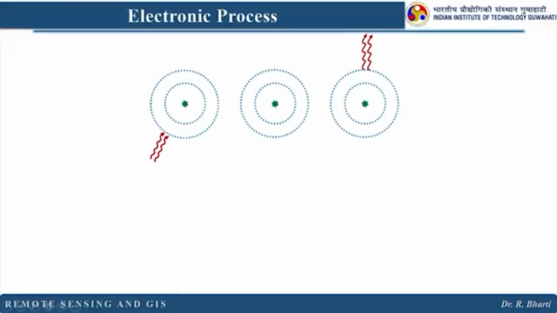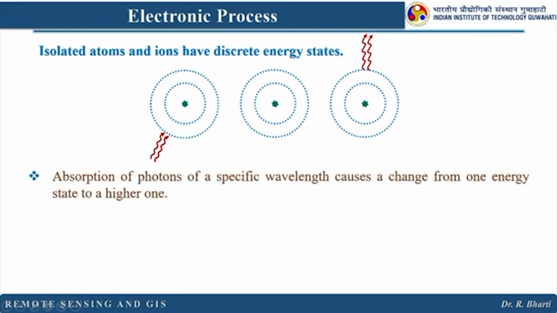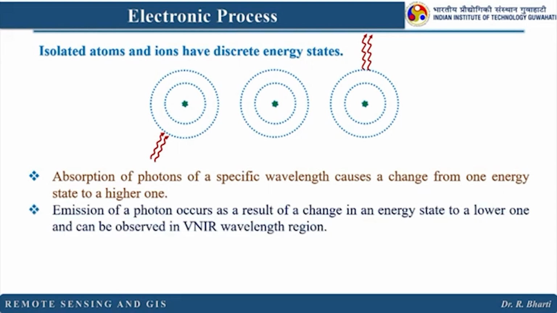In electronic process, basically isolated atoms and ions have discrete energy states, and absorption of photons of a specific wavelength causes a change from one energy state to another one, right. So the next energy state will be the higher one because it has some extra energy. Emission of a photon occurs as a result of change in an energy state to a lower one and can be observed in VNIR wavelength region.